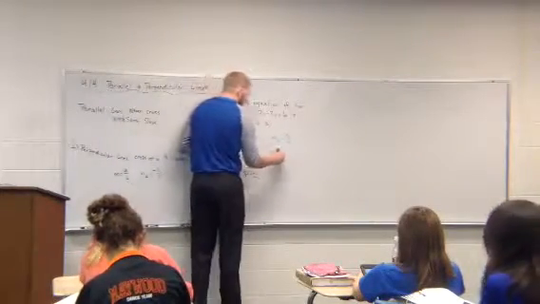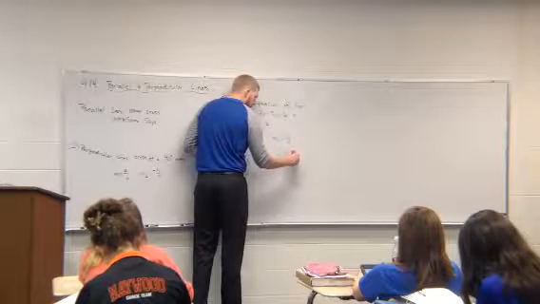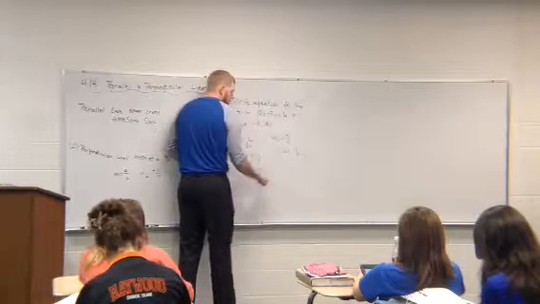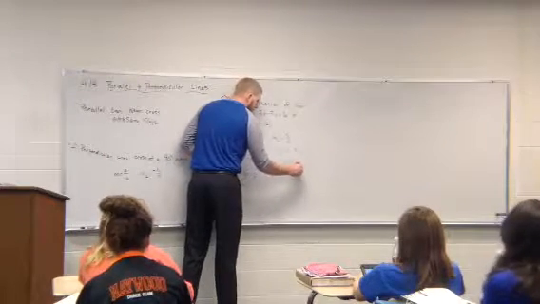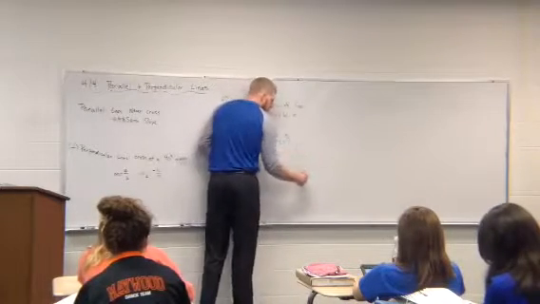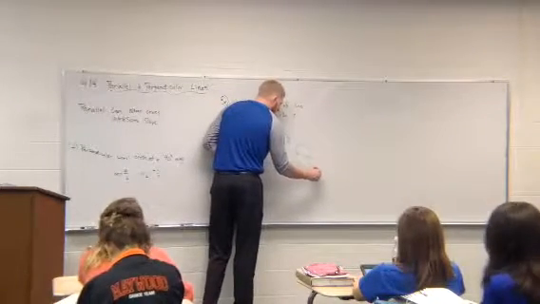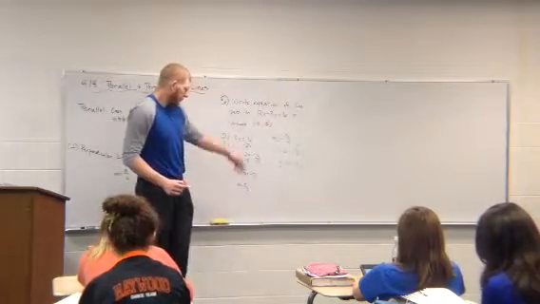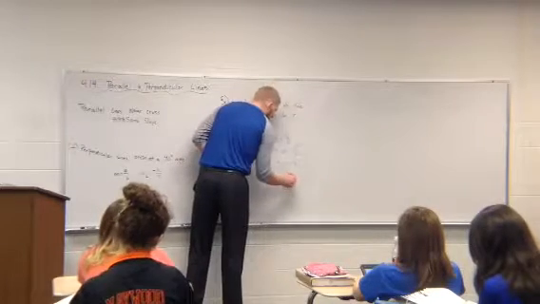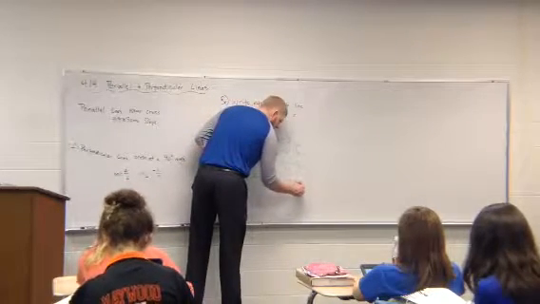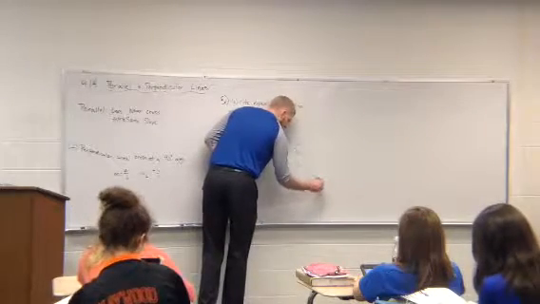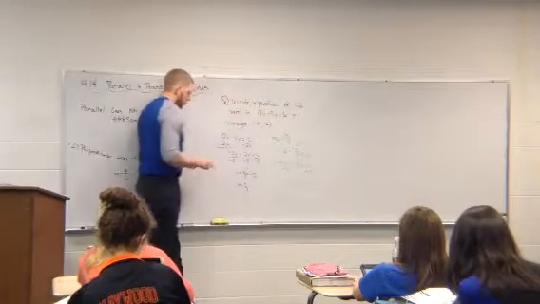y minus 12 equals -3/2 times x minus 6. Distribute: -3/2 x, let's see, plus 9, I think. I add 12, and my new equation is y equals -3/2 x plus 21.